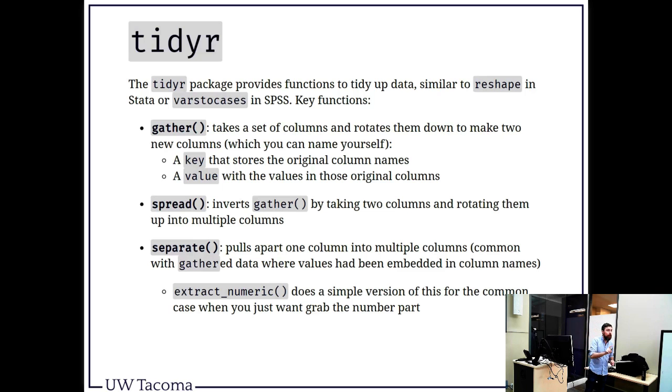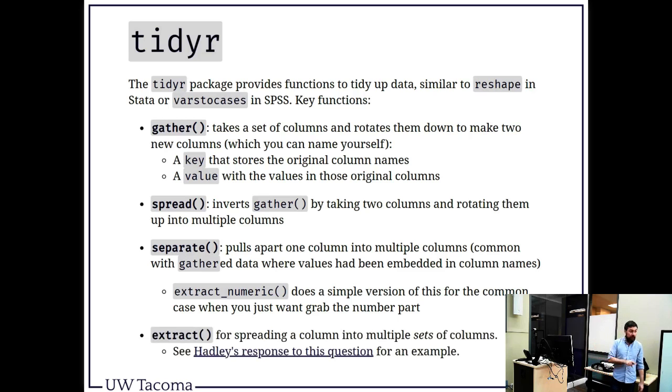If, for instance, you only want to extract a number and you don't also need some text out of there, extract numeric is a shortcut for cutting up a column and pulling out only the numbers that exist in it. Really convenient for when you want to rotate a bunch of columns like married 10 through 80. You rotate them down, you just want the numeric component. Extract numeric will pull that out for you.